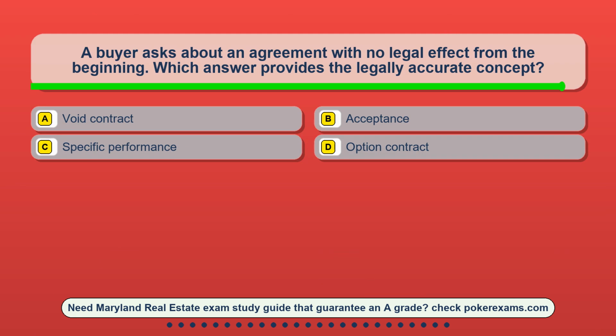Question 21. A buyer asks about an agreement with no legal effect from the beginning. Which answer provides the legally accurate concept? Option A, void contract. Option B, acceptance. Option C, specific performance. Option D, option contract.